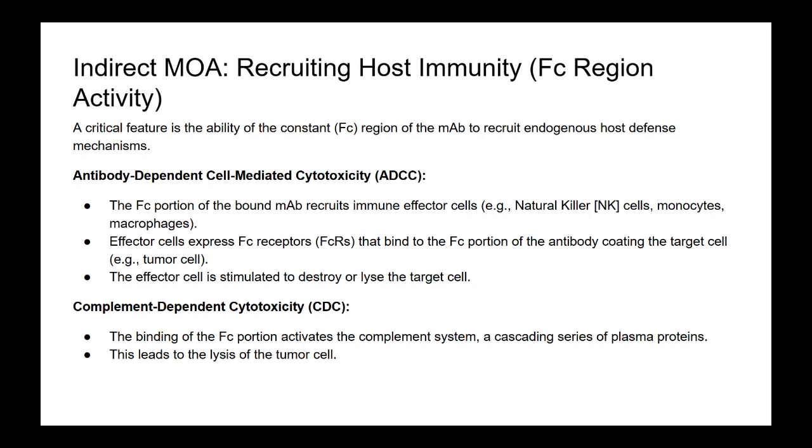So the antibody acts like a bridge. Exactly. Once the NK cell binds to the Fc region of the antibody coating the target cell, the NK cell gets activated and is stimulated to destroy that target cell, usually by releasing cytotoxic granules containing proteins like perforin and granzymes. This is precisely how rituximab works to treat certain B-cell cancers or autoimmune diseases. It coats the target B cells and then recruits NK cells to come along and eliminate them.